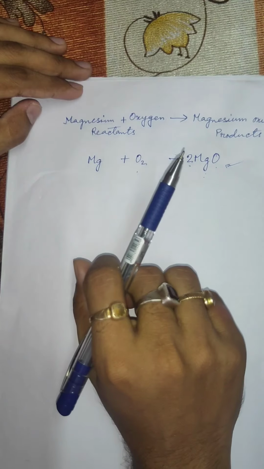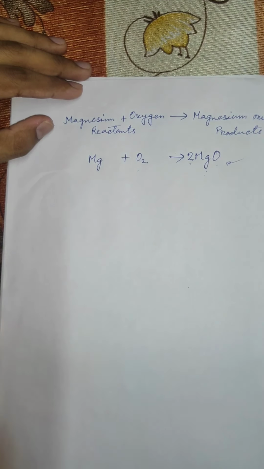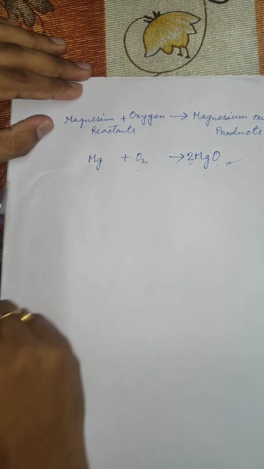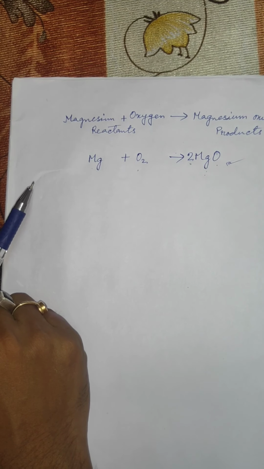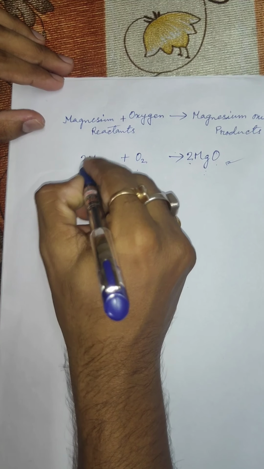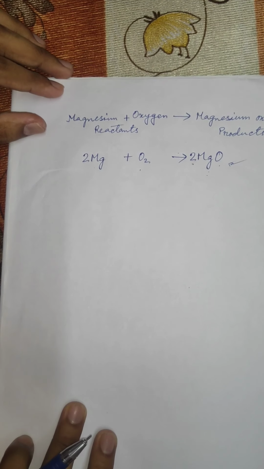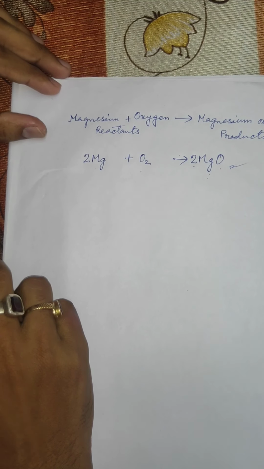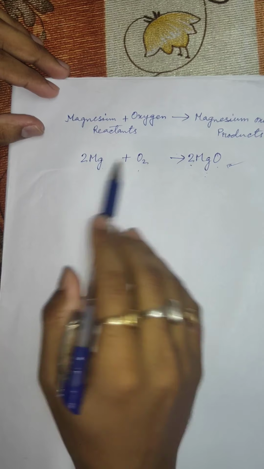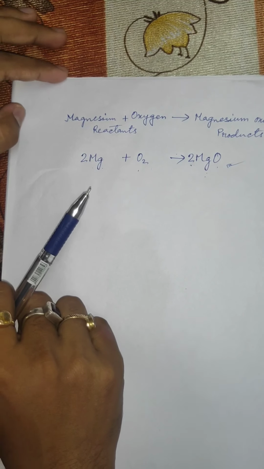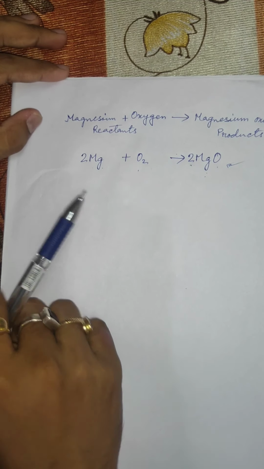So oxygen is balanced, but magnesium is not balanced. Here there is only one magnesium, and there are 2 magnesium, so we have to equalize the magnesium again. In order to balance this, we need to put 2 Mg. Now you see, this is a balanced chemical equation. There are 2 magnesium, oxygen 2 and oxygen 2. Atoms are equal in LHS and RHS. So this is the balanced chemical equation.